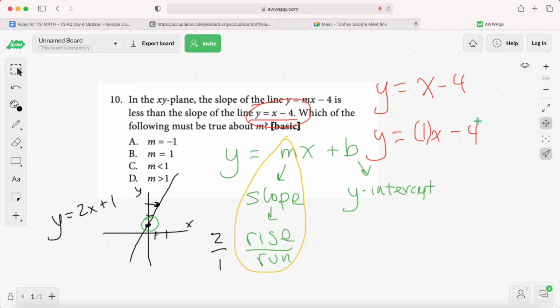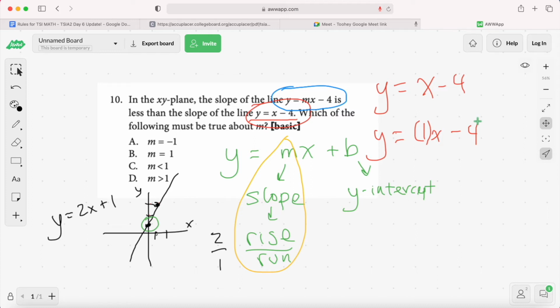So let's go back to the question, which is that the slope of this line, y equals mx minus 4, is less than the slope of the other line, and the slope of the other line is 1.